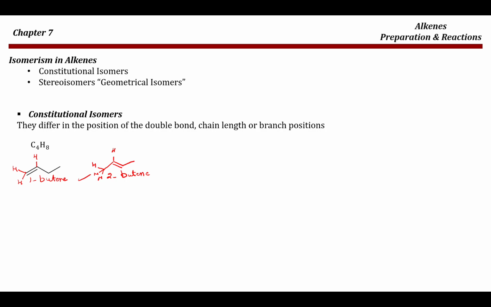I can also draw one more structure where we make the chain shorter and then put the branch here, and this is going to be 2-methyl-1-propene. So 2-methyl-1-propene, 2-butene, or 1-butene, all these are considered structural or constitutional isomers because they have the same molecular formula, but their structure or their bond connectivity looks different.